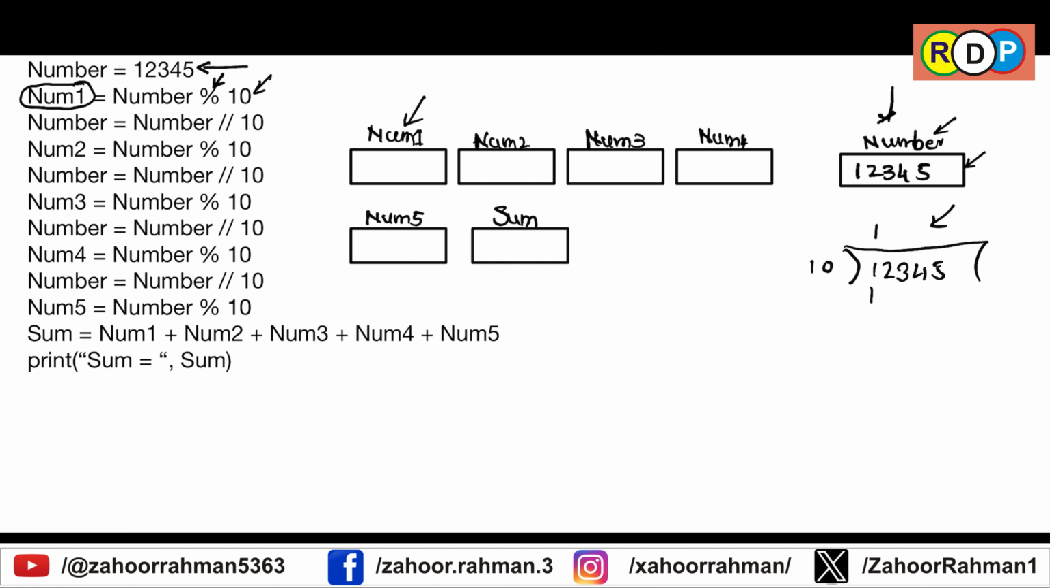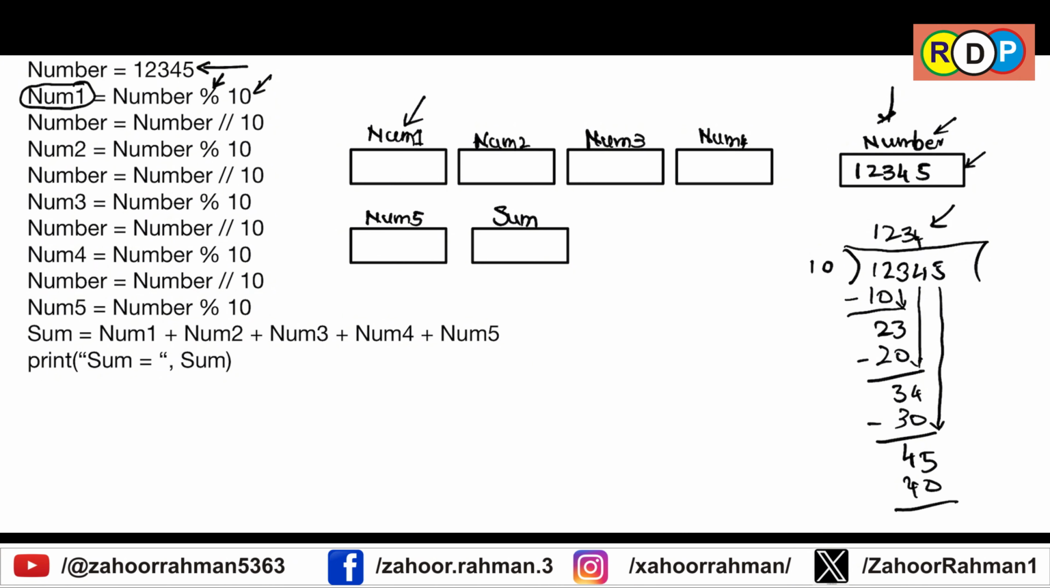So 10 ones are 10, and when we subtract it, 2, we will bring down this 3, and 10 twos are 20, and when we subtract, 3, and we will bring this 4 down. So 10 threes are 30, and when we subtract it, 4 will be there, and we will bring this 5 here. So 10 fours are 40, and now the remainder. Now this will be the answer of this operator.